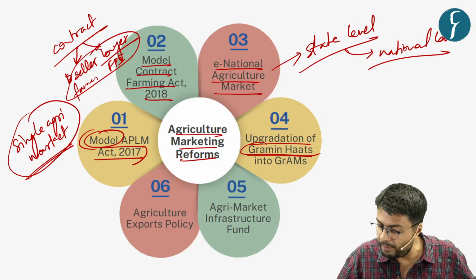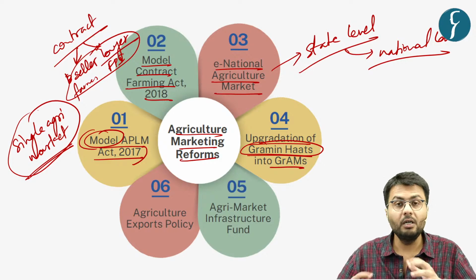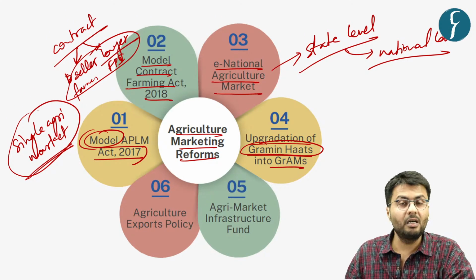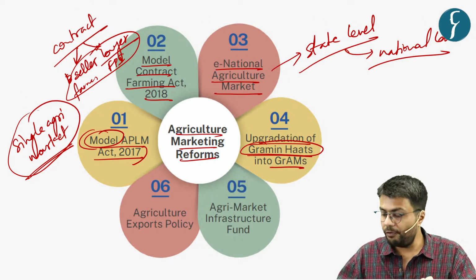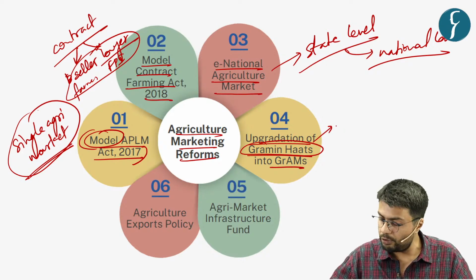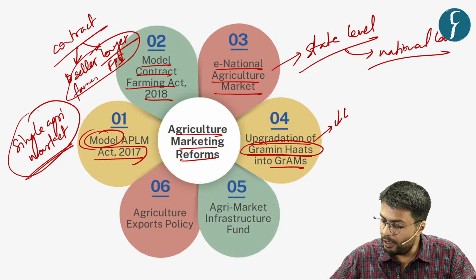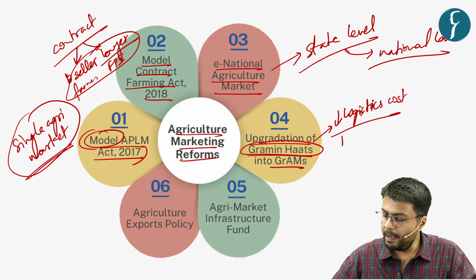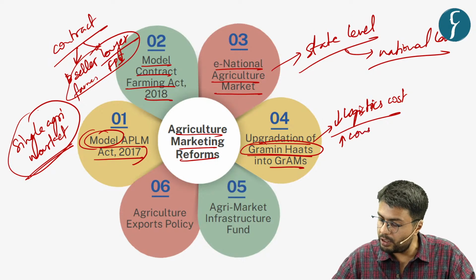are known as Grameen Haats, into Gramin Agricultural Markets. Because transforming village markets into Grameen markets will enable the farmers to directly sell their produce in these Grameen Haats itself. Hence, it will in a way reduce the logistics cost for farmers and also improve the access of agricultural products to consumers in the country.